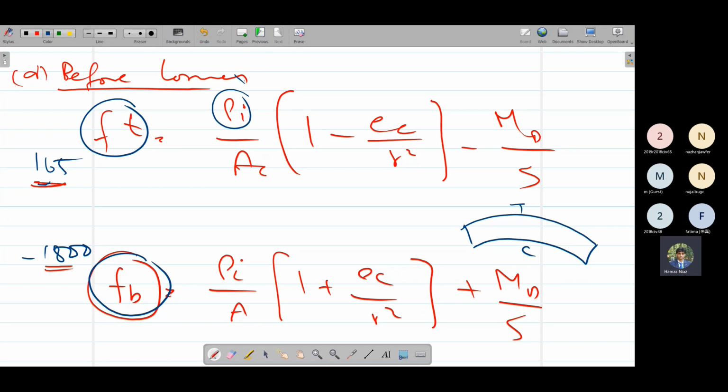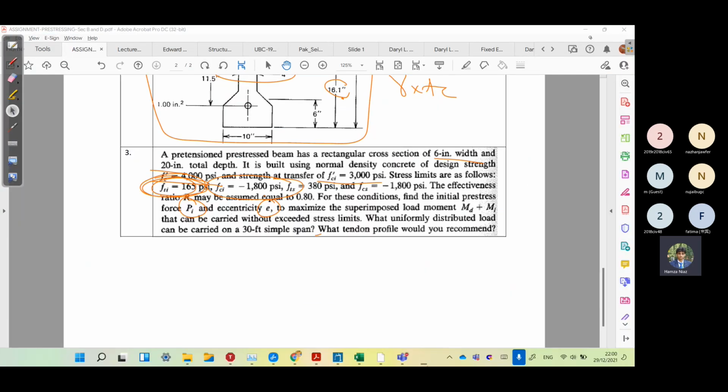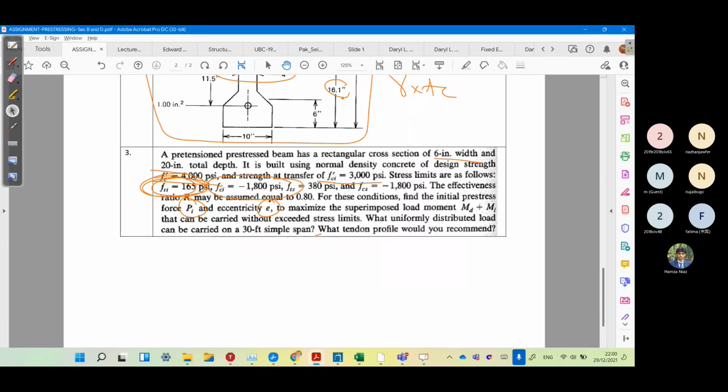We do not know PI here and here, and we do not know E. So this would create two equations: first equation in P and E, second equation in P and E. We have to solve both of these equations simultaneously, and after solving them simultaneously, we can calculate P and E. This one was part first.